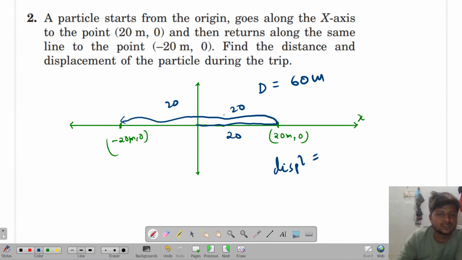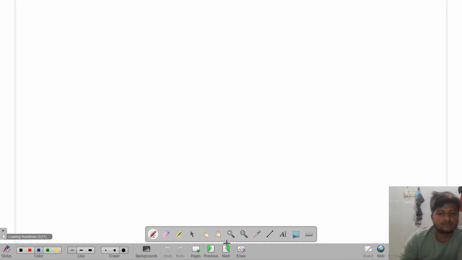Displacement is going to be how much? See this. This is the initial point. Here it is, and here it is. So from here to here, the displacement is going to be, and that is going to be how much? Just 20 meter. Right or not? Okay. Moving to next question. I'll do these questions very fast, because these are very easy questions.